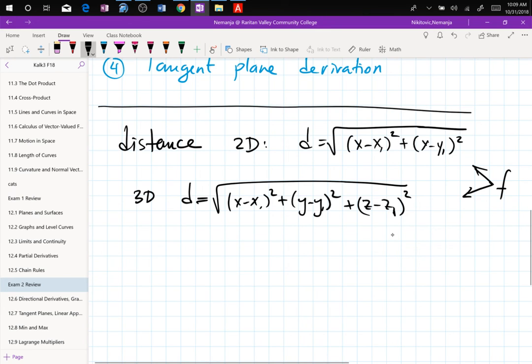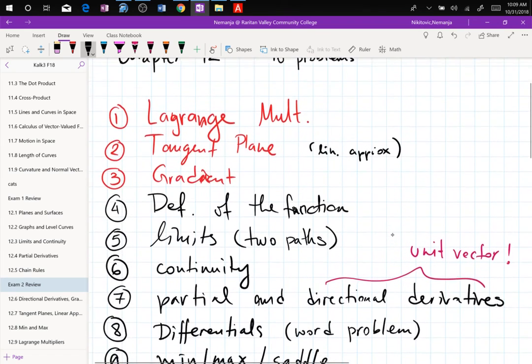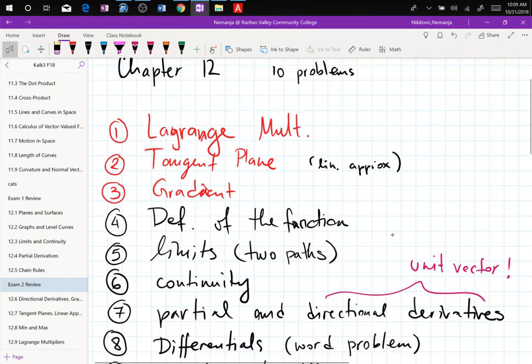So tangent plane question. The red ones are guaranteed. I mean, when I say guaranteed, I mean guaranteed. You cannot escape red questions. And then the rest, whatever falls in, falls in.